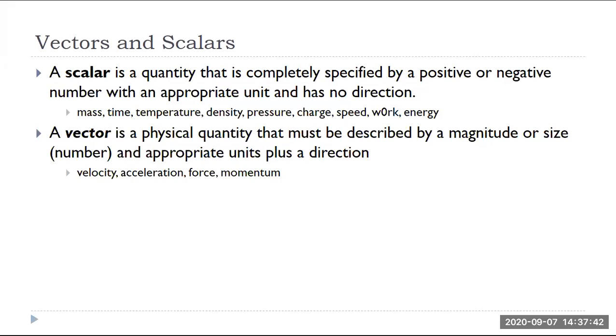A vector is a quantity that describes both magnitude, which is the size, and the direction associated with it. We already mentioned this. Velocity is a vector, acceleration is a vector. I have to specify how much, how fast I am going, and in what direction.